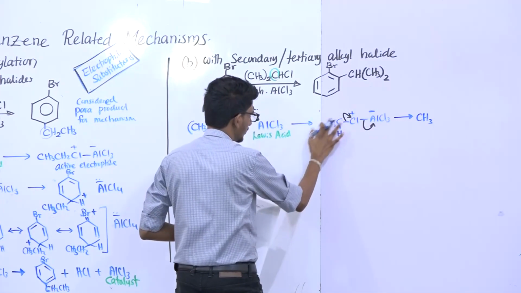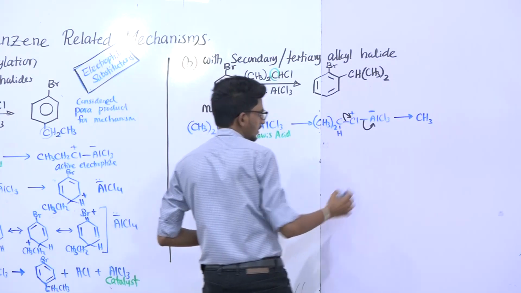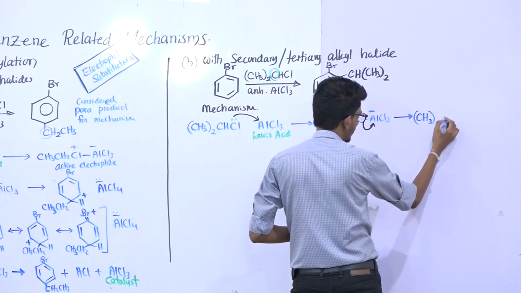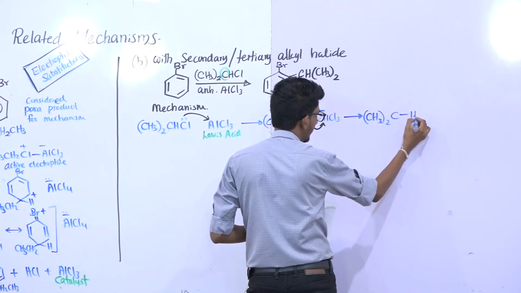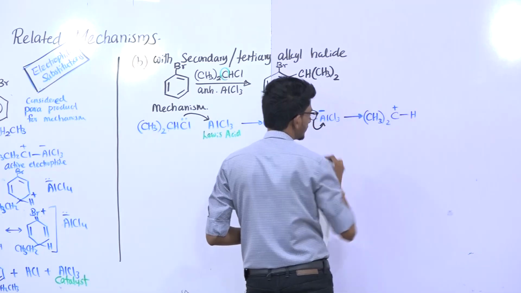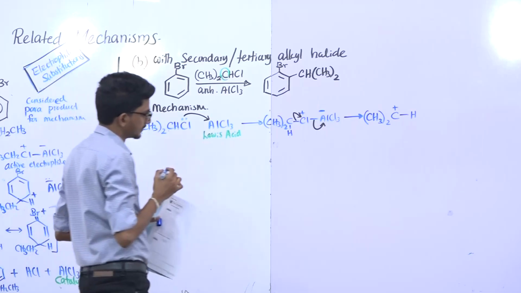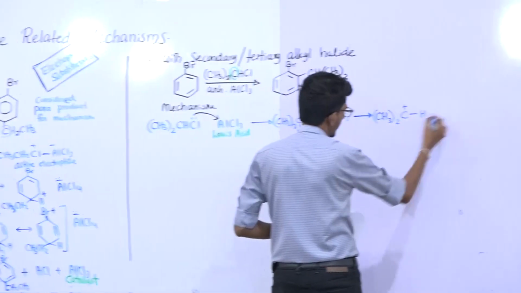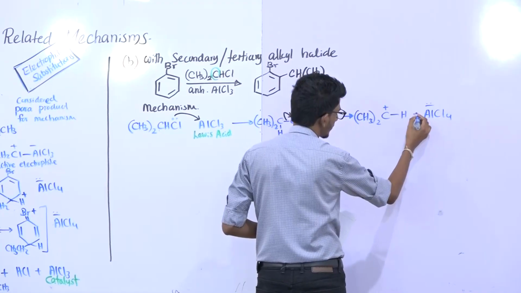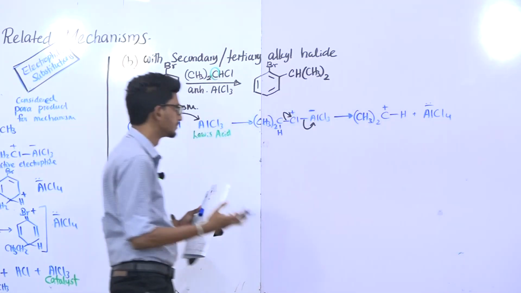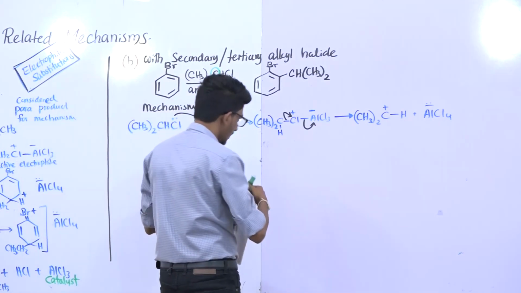So sorry, you have two CH3s, no? So CH3 twice and a hydrogen is there, positive, right? It's a carbocation, right? And AlCl4 minus will be produced. So the active electrophile here is a carbocation.